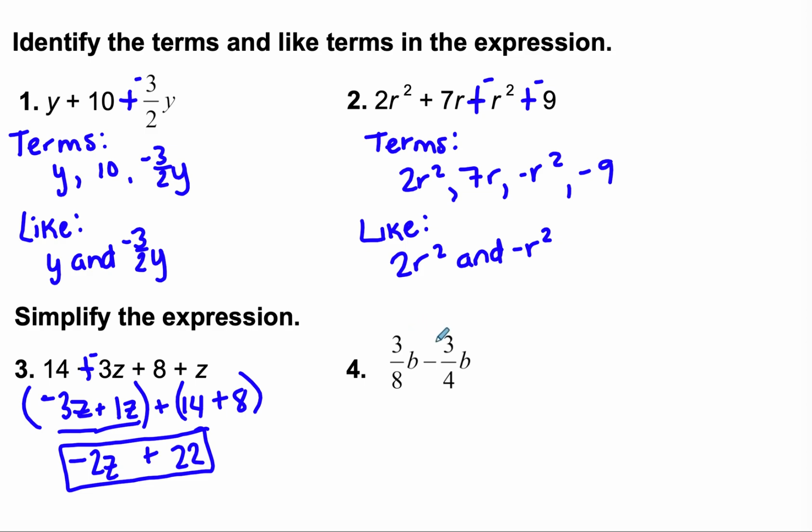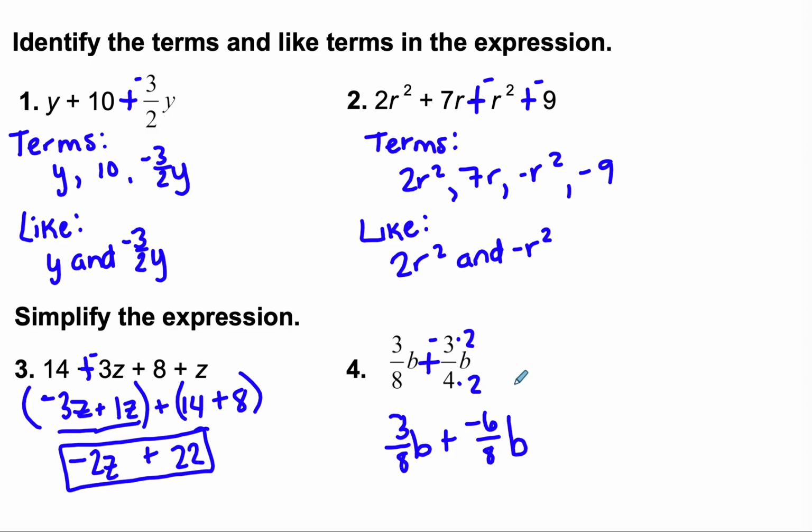3/8 b minus 3/4 b. So I'll do boom, change to addition, boom, change the sign. I need a common denominator, so I've got 8s here and 4ths. I'm going to do times 2 and make those 4ths into 8s. So 3/8 b plus -6/8 b.